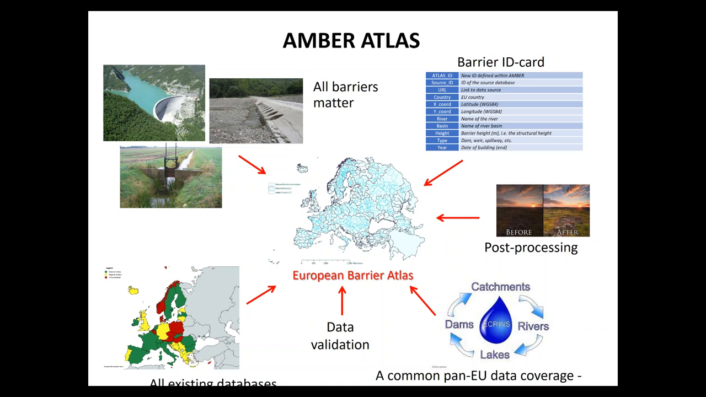We defined a sort of barrier identity card. So we defined a set of information that will be included in the atlas and that we believe should be recorded for a barrier reporting aim. This is basic information, mainly on barrier location, barrier type, barrier height, and the year of construction.